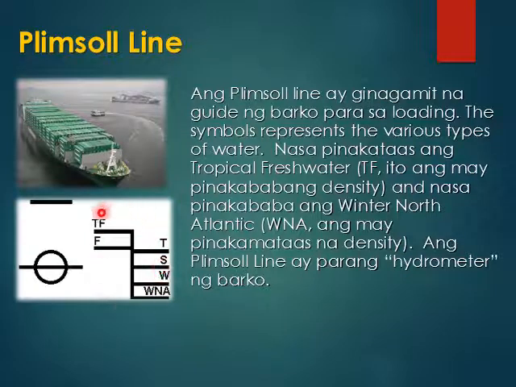So, itong mga symbols na to actually represents the different types of waters. So, for example, ito. The TF here represents tropical freshwater. F here represents freshwater. The T here, this is the tropical line.